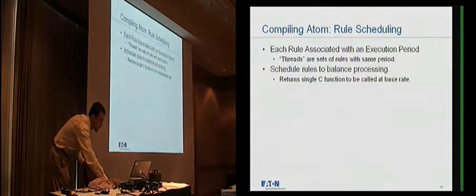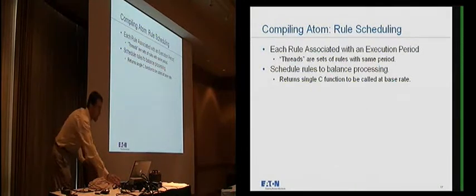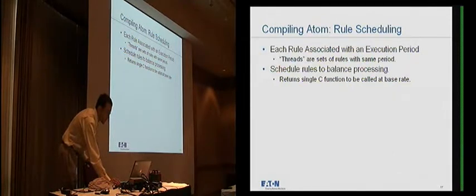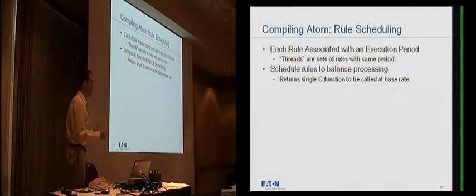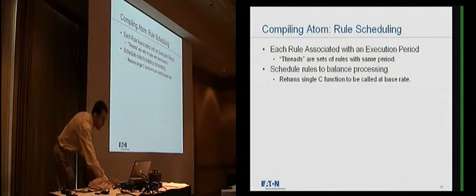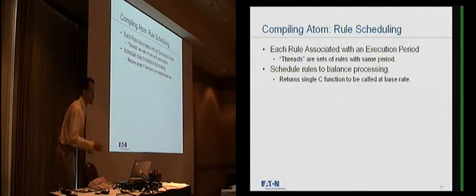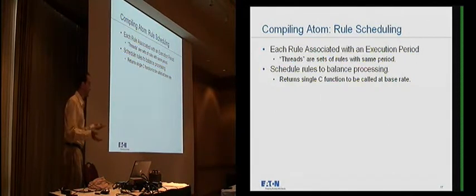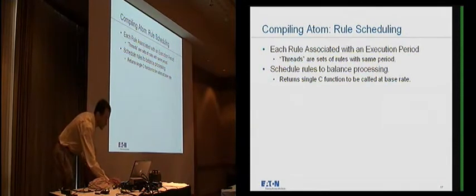So let's talk about scheduling. As I mentioned earlier, Atom can schedule threads at compile time as opposed to runtime. So a thread essentially in this environment is nothing more than just a set of rules with the same execution period or execution time. What the compiler is going to do is it's going to return a single C function for us that we need to call at the base rate of the system. So what the compiler attempts to do is it attempts to balance these rules. It attempts to schedule these rules such that the execution time of that function is minimal.